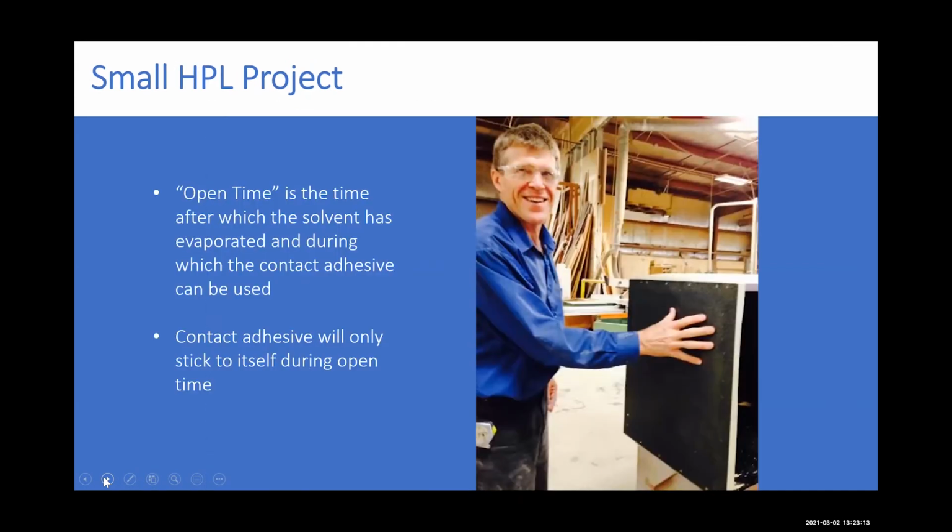One of the reasons that mill workers like to use contact adhesive is because it offers greater flexibility during the fabrication process. Once the adhesive has been applied, there is a period where the solvent flashes off. This time period is known as the open time. During this time, you can touch the panel and not get stuck. Mill workers use this open time to properly position laminate onto the substrate.